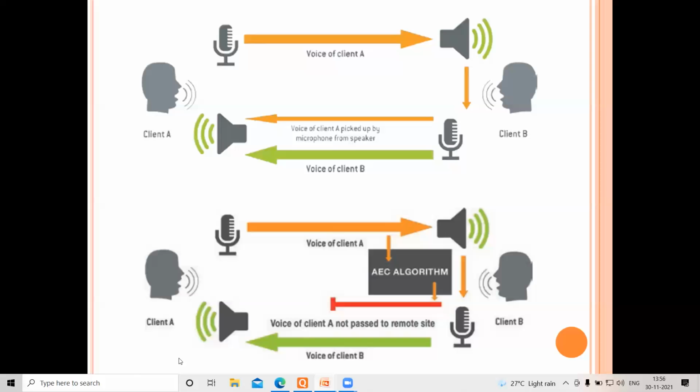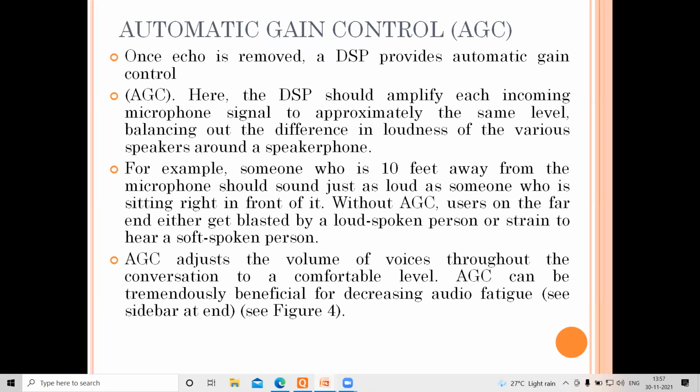So what we do in this particular case is, you have a client, using a microphone, sending a signal, and then you subject this particular signal to your AEC, acoustic echo cancellation algorithm. What happens is client B doesn't have an echo problem, he is able to hear you. This information is remotely passed on to the client. This is how you can have effective communication. This is part and parcel of your audio processing, where you will find an application of your DSP.